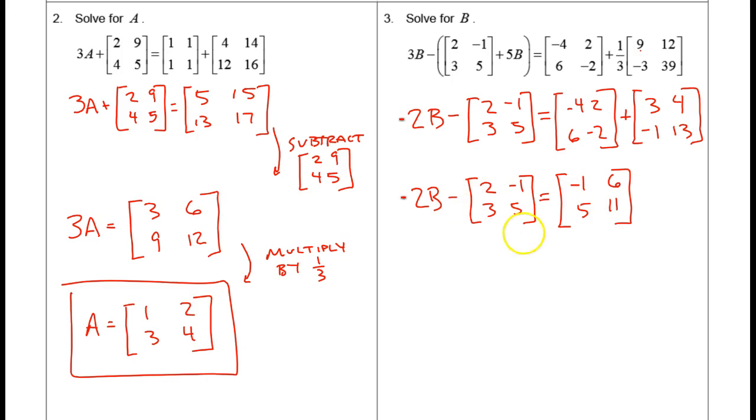Next thing I'm going to do is add this matrix to both sides so that it'll disappear from the left and then be added to the one on the right. That's going to give me negative 2b equals negative 1 plus 2 is 1. 6 plus negative 1 is 5. 5 plus 3 is 8. 11 plus 5 is 16. The next thing I'll do is to solve for b by multiplying both sides by negative 1/2.